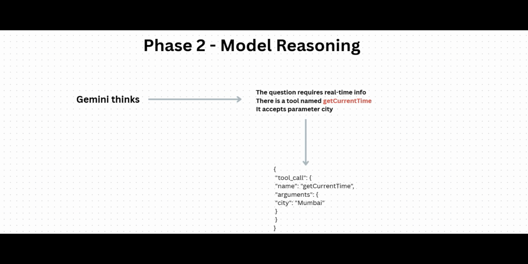The model understands this requires real-time information, and a time fetching tool is available. So instead of generating a direct answer, the model returns a structured tool call. It looks conceptually like this: the tool name, get current time, the argument that we pass, that is city name, and the tool execution request. The important point is that at this stage, the model does not generate the final answer. It only requests the tool to be executed.